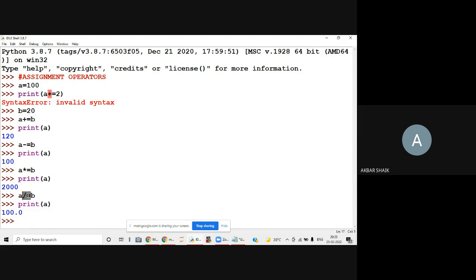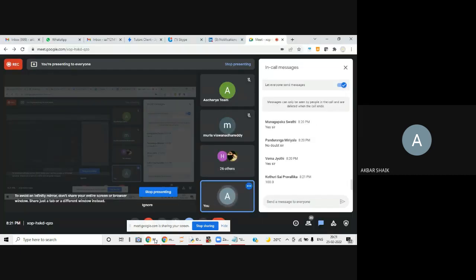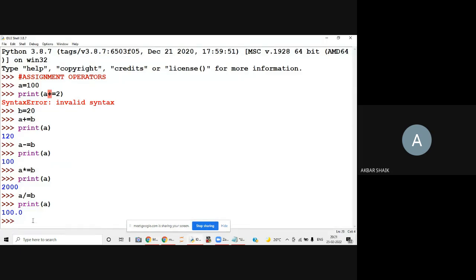So what I am doing here is A equals A slash B. What is the A value? A value is 2000 slash B value is 20. 2000 slash 20 is 100.0. Okay, understood, all of you? That is division assignment. Very good. Next, now observe carefully.